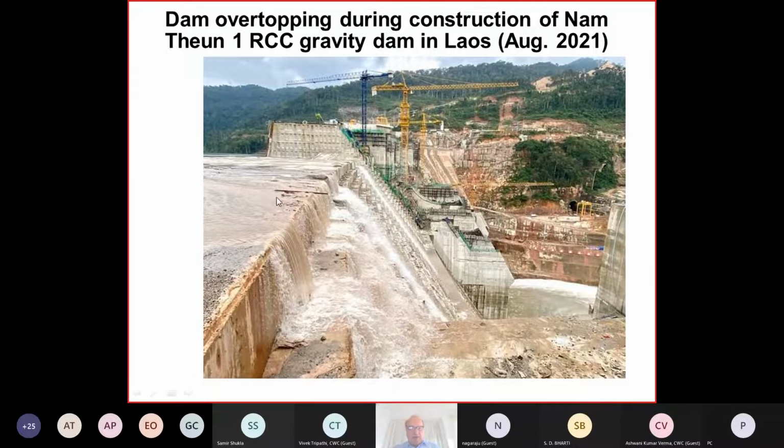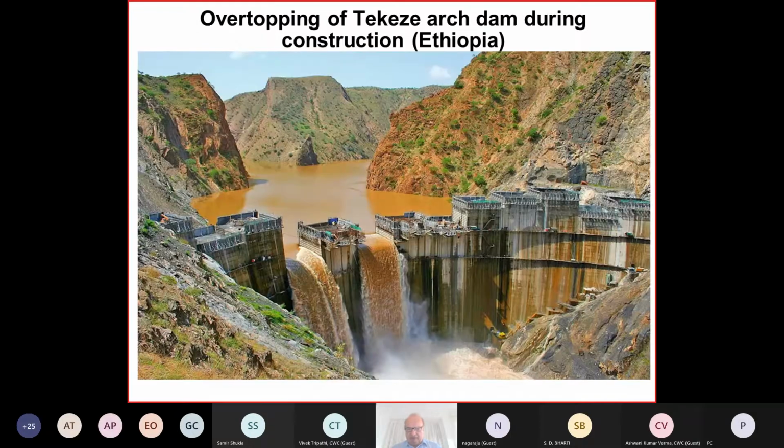But I must say it was planned already in the design that if the diversion flood would be exceeded and the construction is already progressing, it would be accepted if the dam could be overtopped, because this part is left open intentionally here during the rainy season. And we see here we have overtopping of a few centimeters. It's not critical. Here it looks a little more critical.